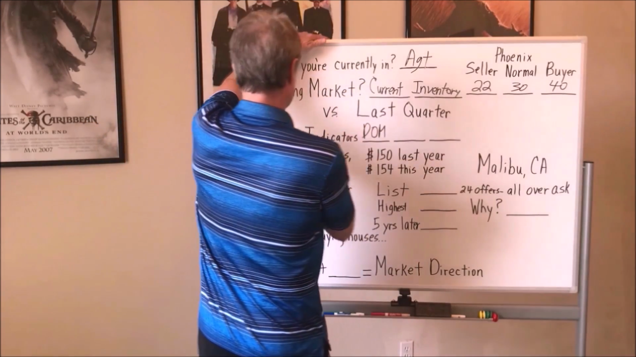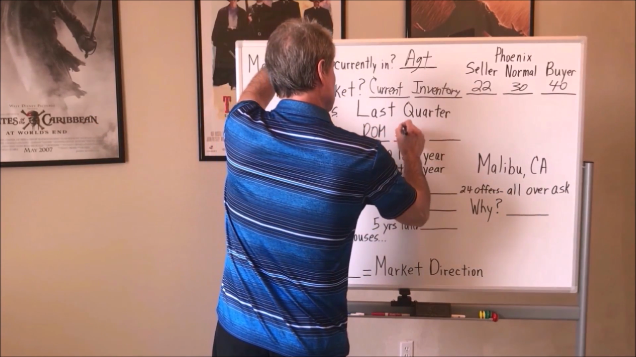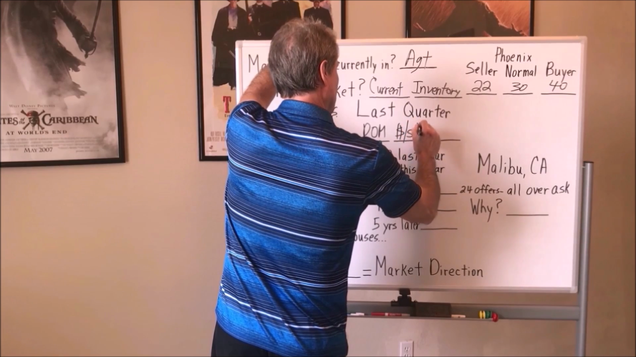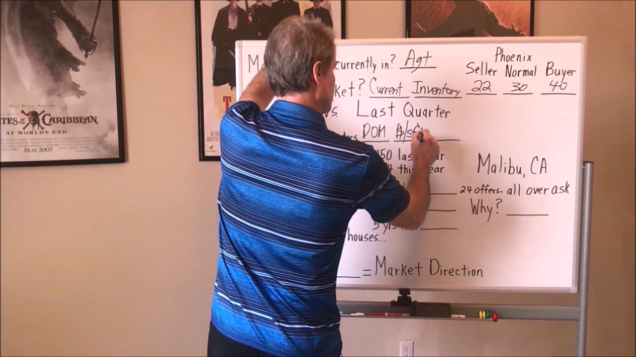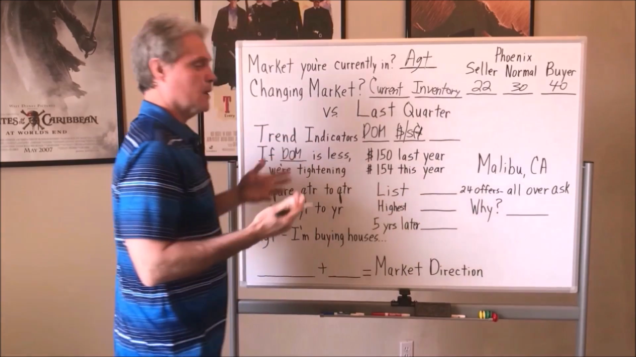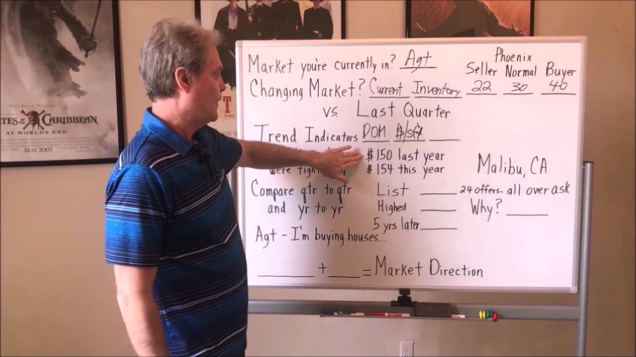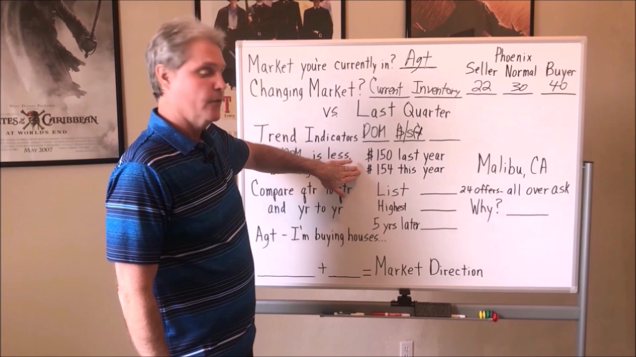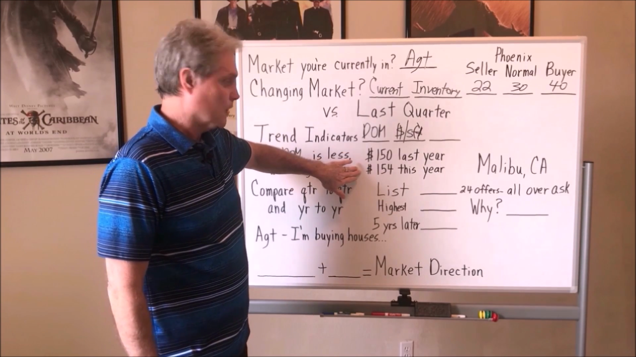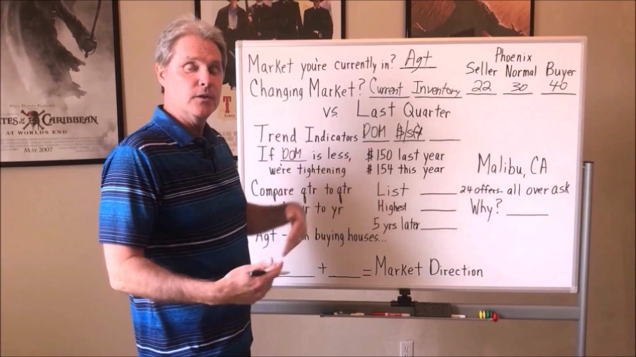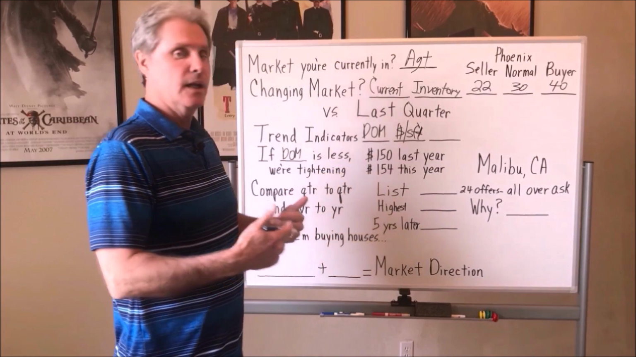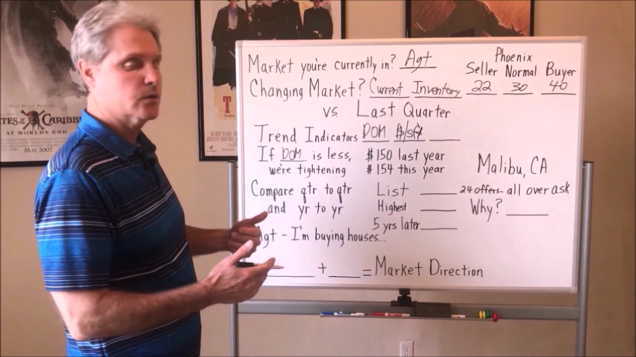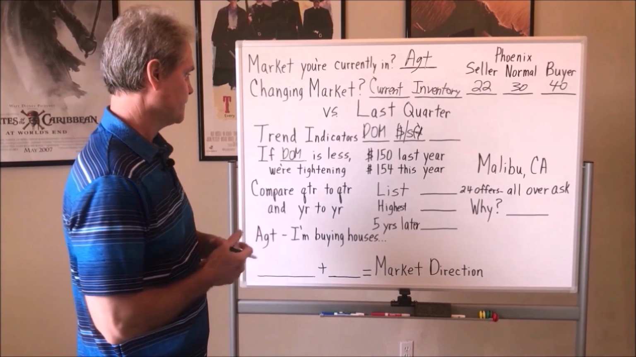Another example of a trend indicator is price per square foot, or dollars per square foot. So if we were at $150 per square foot last year, and now we're at $154 per square foot this year, things are getting more and more expensive. We're tightening up, right? We're trending toward a seller's market.